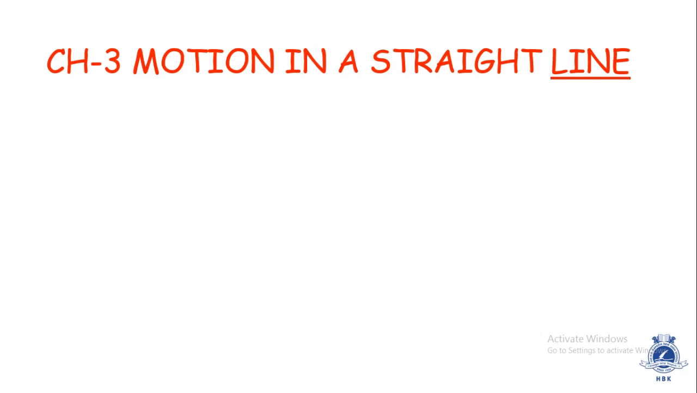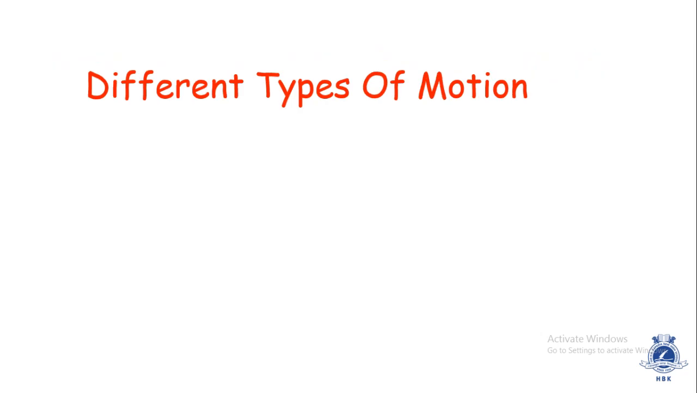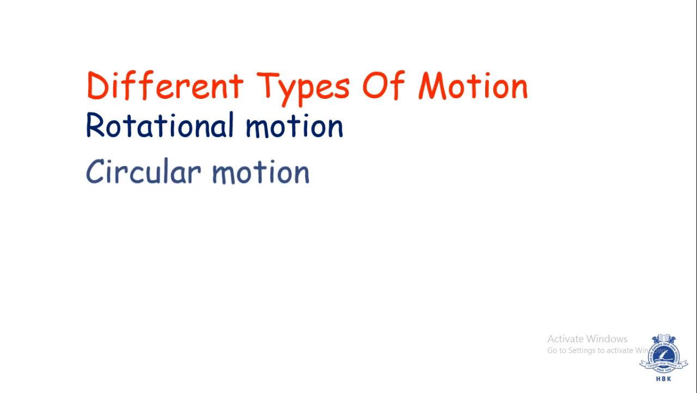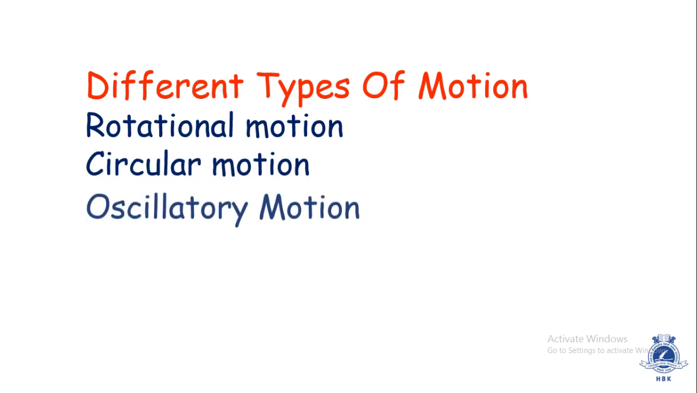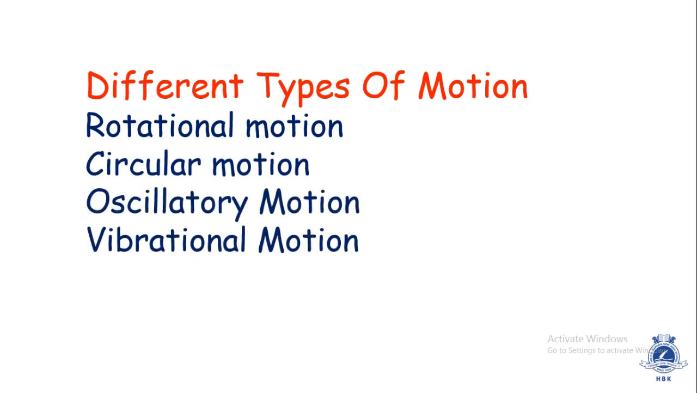First of all, before going with this chapter, let's see which type of motion we are going to study in our whole syllabus. So different types of motion. We are going to study about rotational motion, we are going to study about circular motion, oscillatory motion, vibrational motion, and in this chapter we are going to study about linear motion. Okay, all these motions we are going to study in our syllabus.